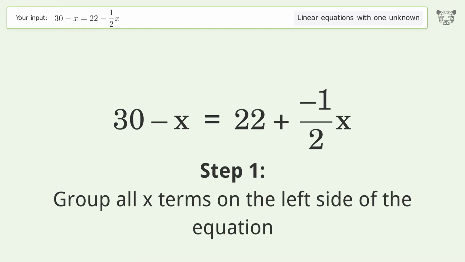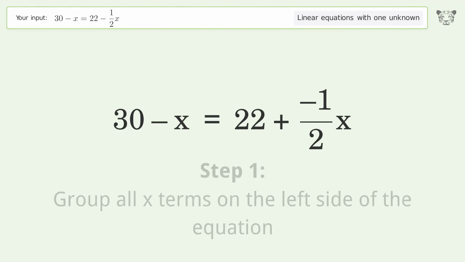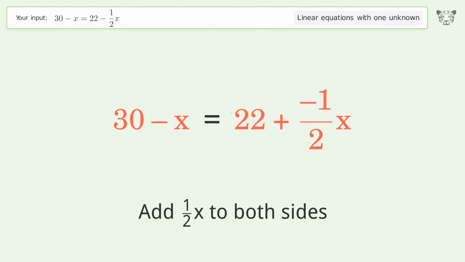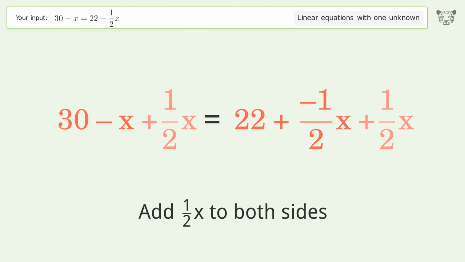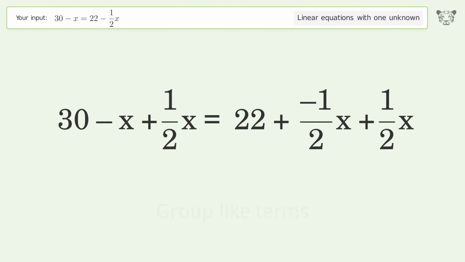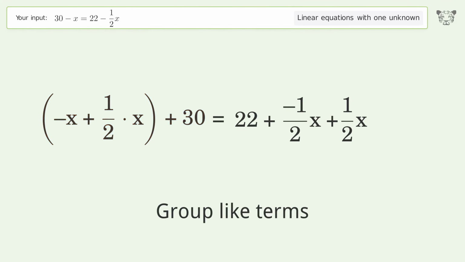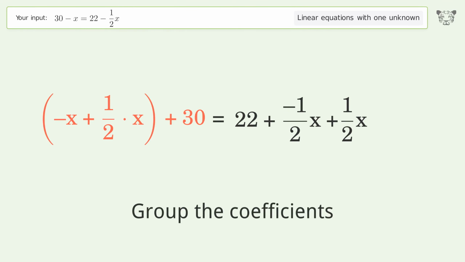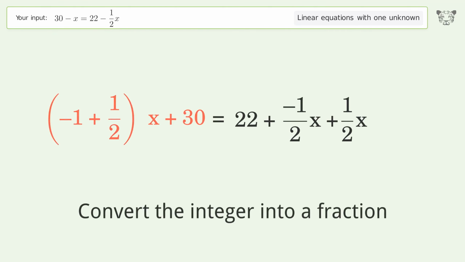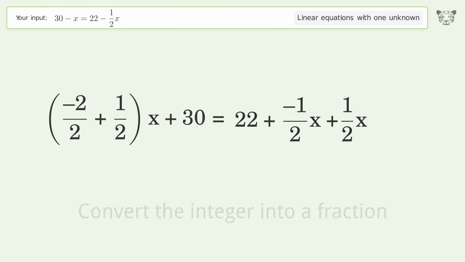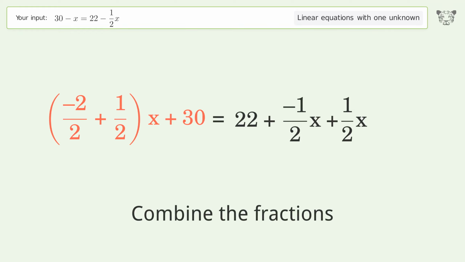Group all x terms on the left side of the equation. Add 1 over 2x to both sides. Group like terms. Group the coefficients. Convert the integer into a fraction. Combine the fractions.